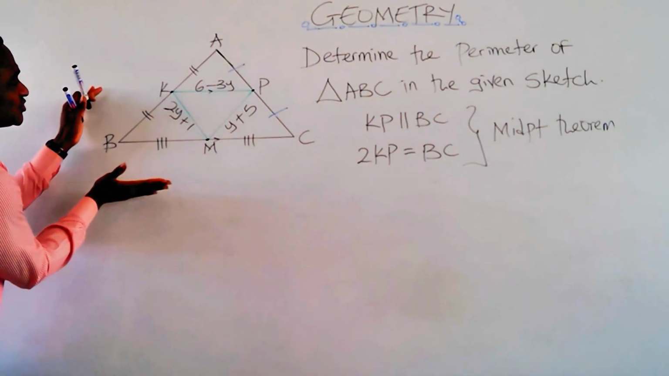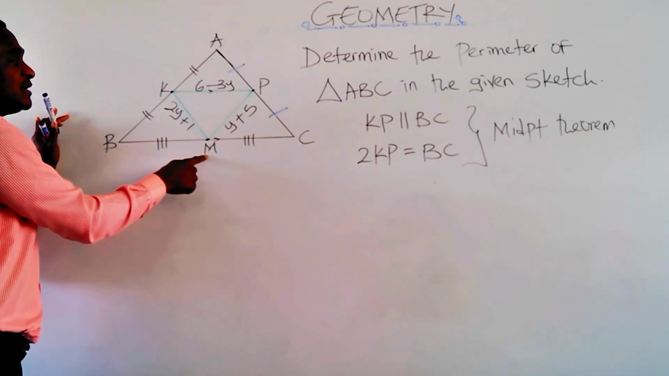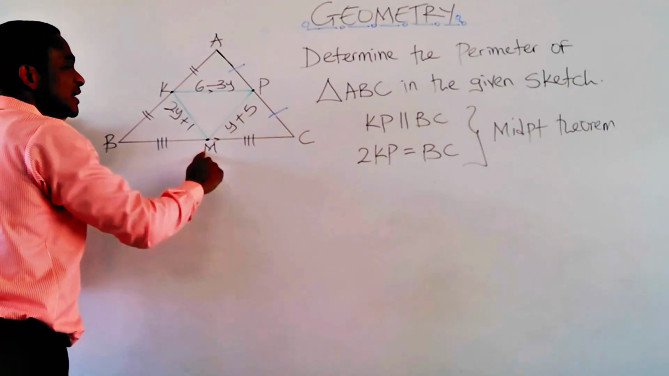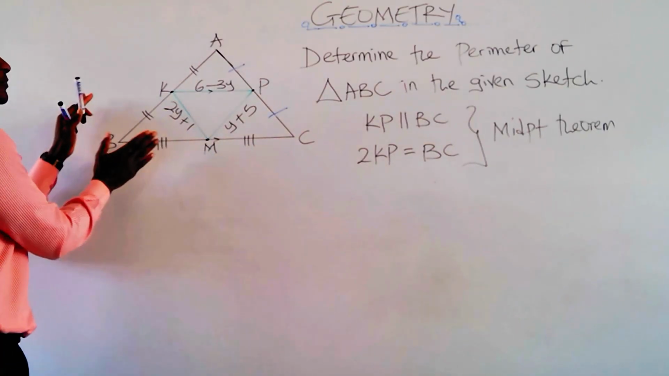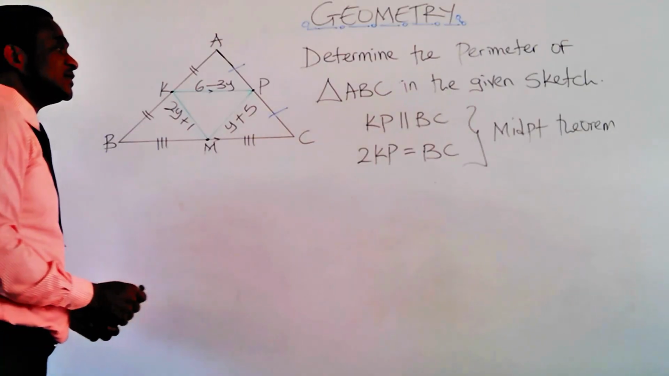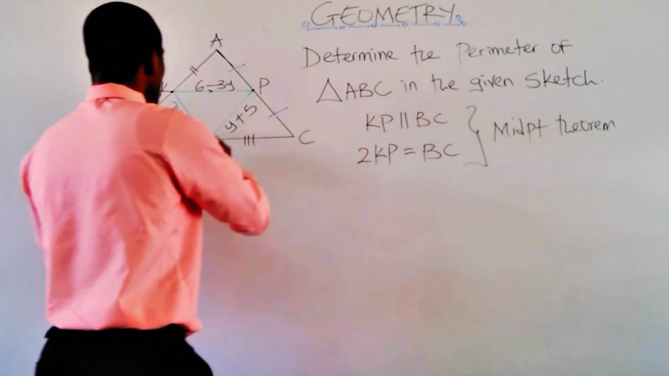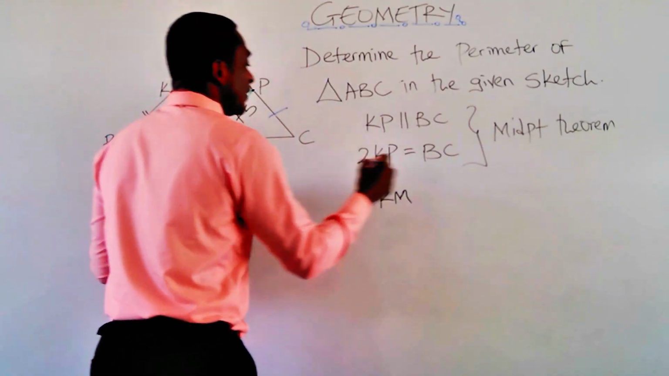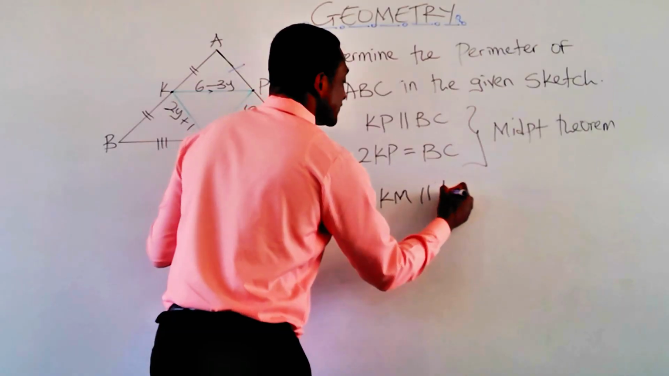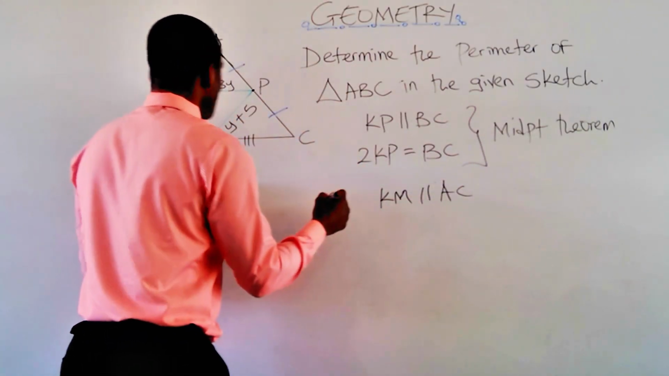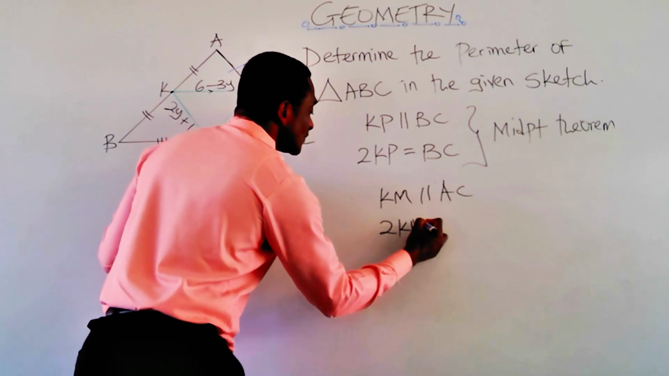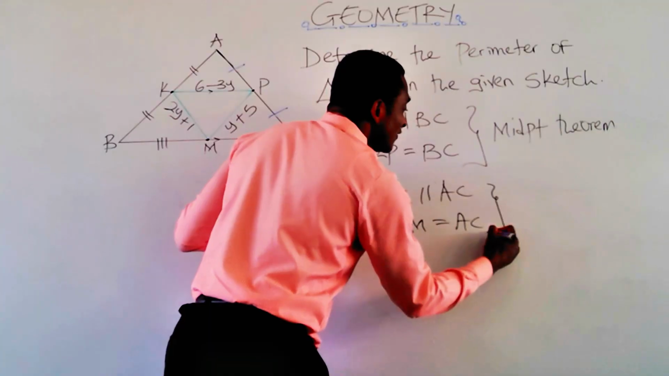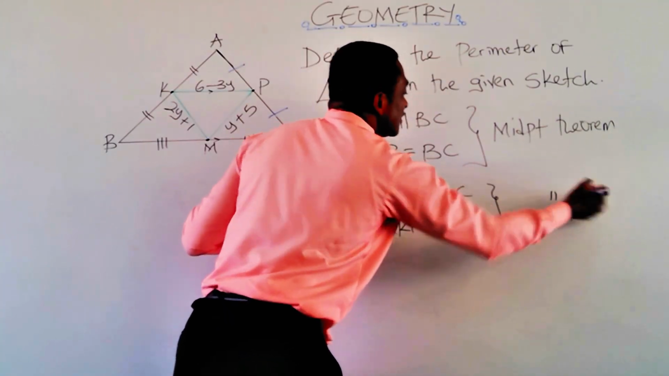Likewise, if we flip this triangle, we see that KM is also parallel to AC, because BK and AK are equal, BM and MC are equal. So if we flip it, it works all around the triangle. So likewise, KM is also parallel to AC, and it means also that 2KM will be equal to AC. The same theorem, midpoint theorem.